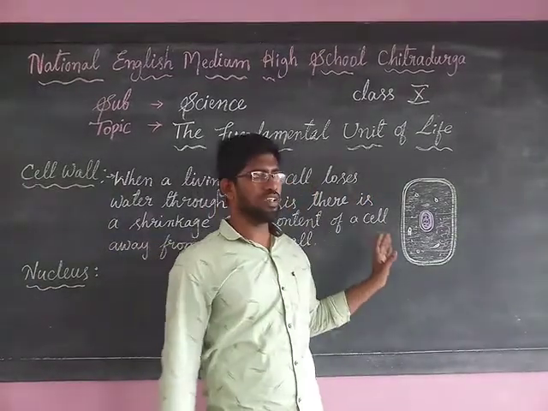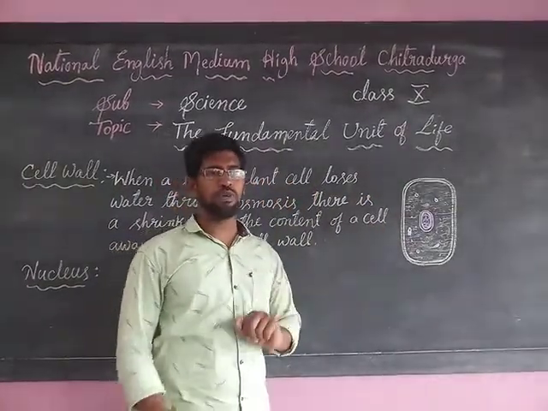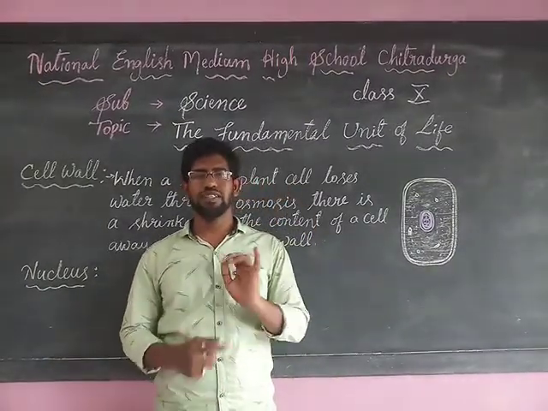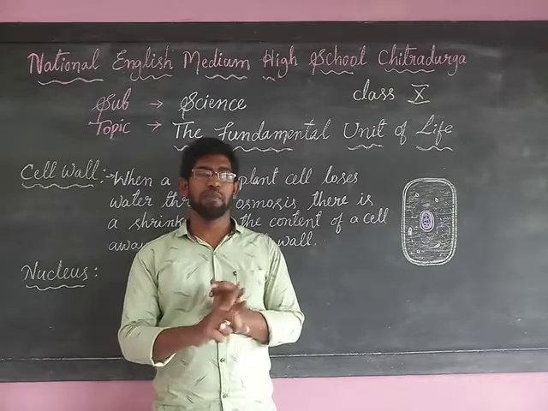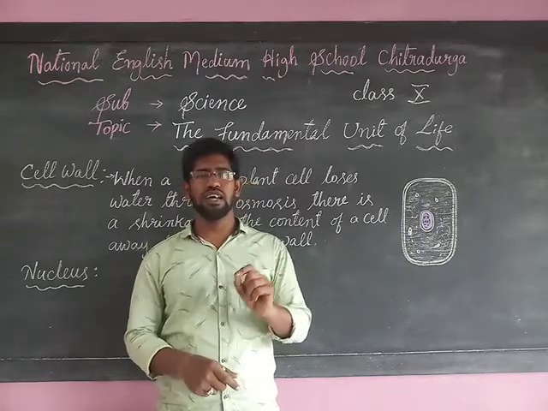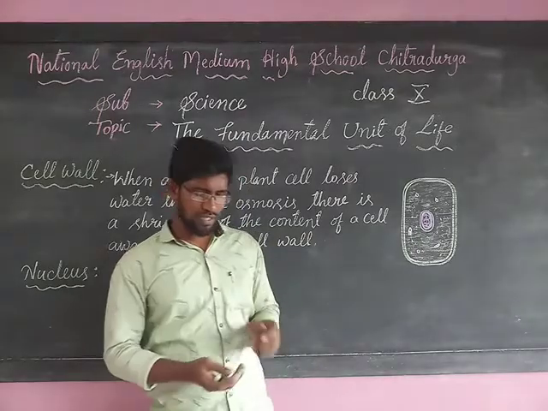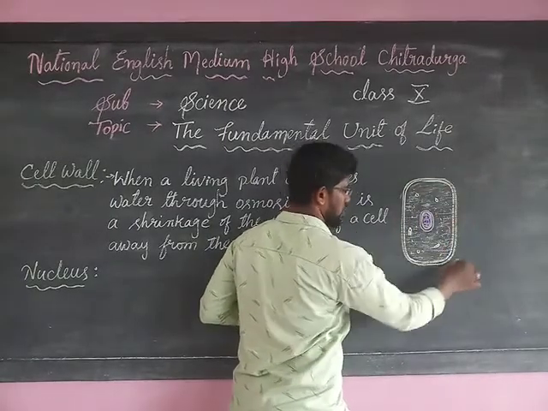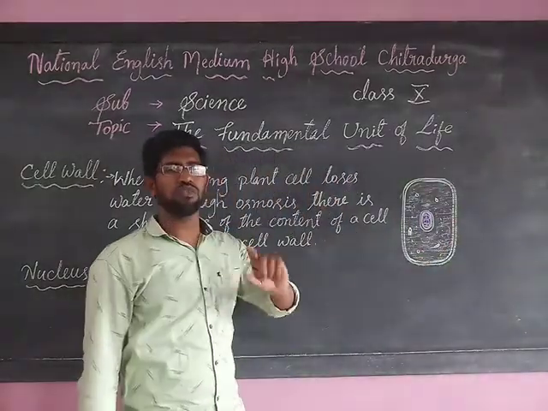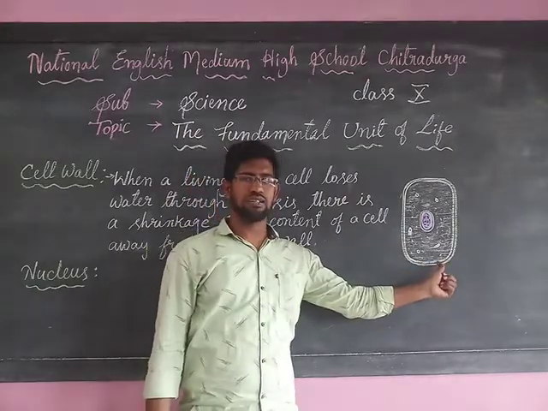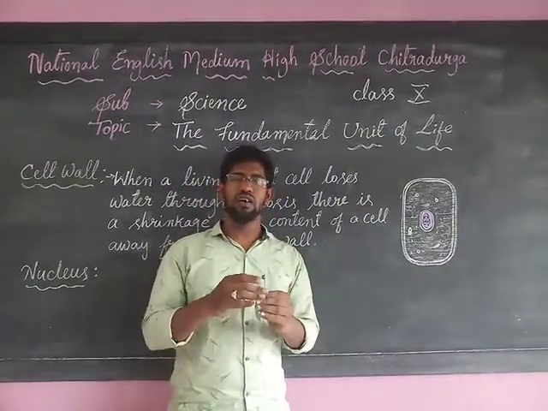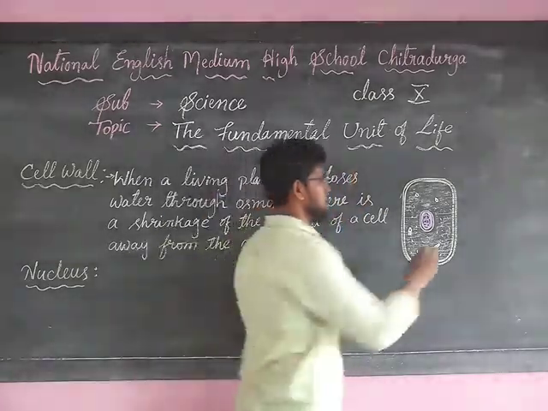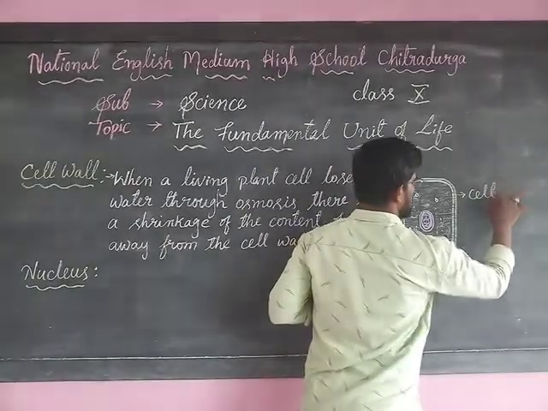So let me identify the cell wall in a cell. Remember, not all cells contain a cell wall except the plant cell. The plant cell, the bacterial cell, and the fungal cell contain the cell wall. So the cell wall is an outermost layer. Understood? What you can see there is the green color. So the outermost layer, next to the cell membrane. The cell membrane is inside, and outside the cell membrane, the cell wall is present. So this is the cell wall.